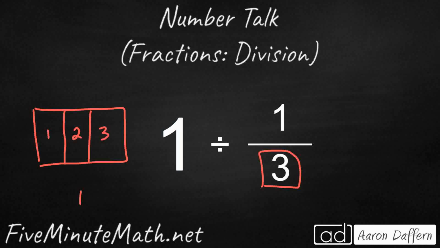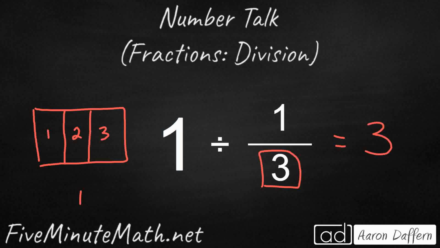I just divided it into thirds. So that means there are 3 pieces there. And so that's our answer. We have 3 pieces when we divide by 1/3. And that's a little bit strange if we think about it.